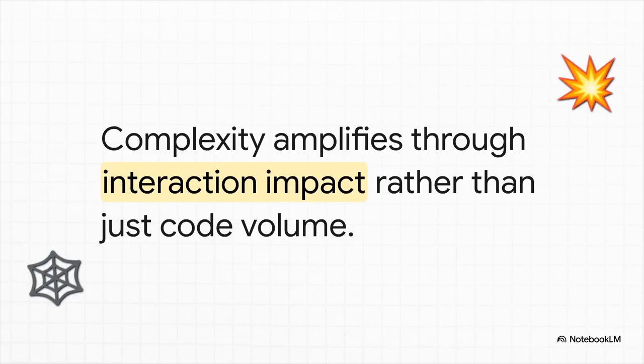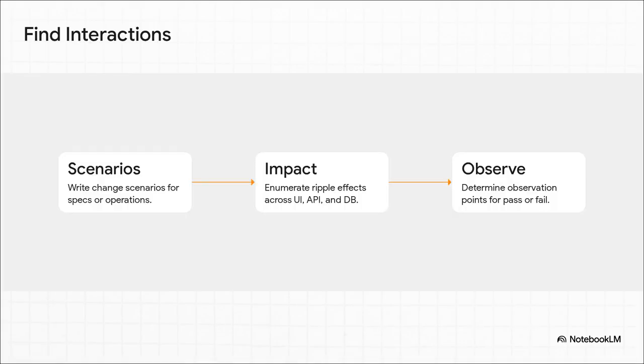Moving to Chapter 2, reading complexity. Look, code volume doesn't drive complexity. It's actually all about interaction and impact. Ditch the gut feelings. Mechanically identify complexity by writing change scenarios, enumerating the impact, and determining your observation points.